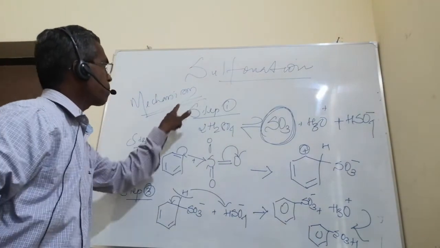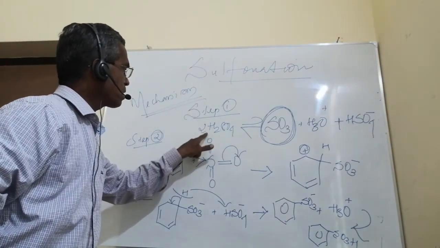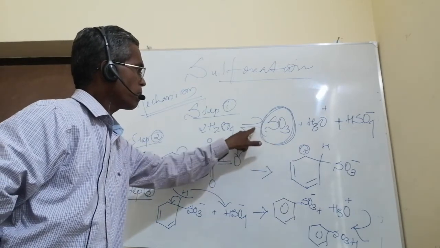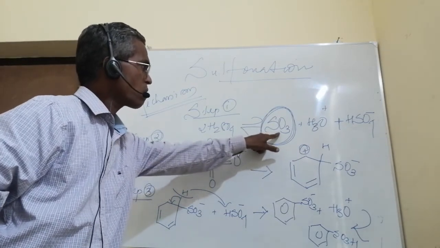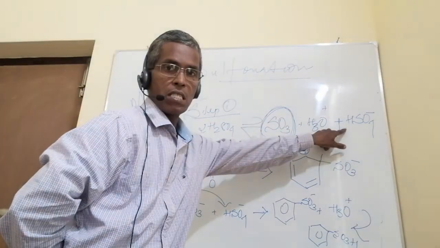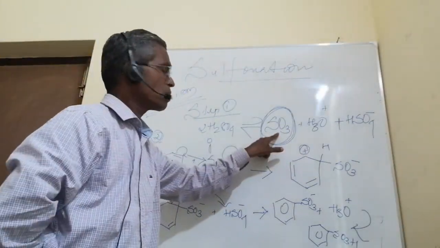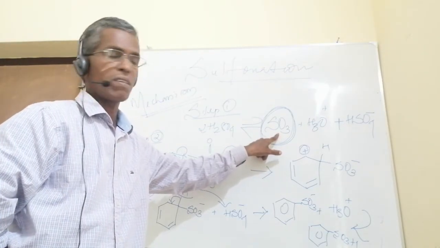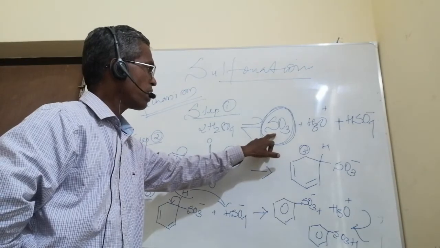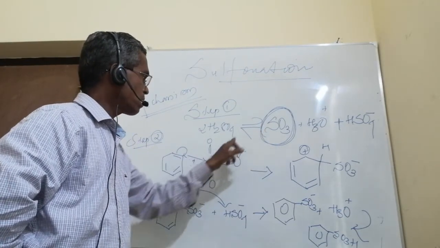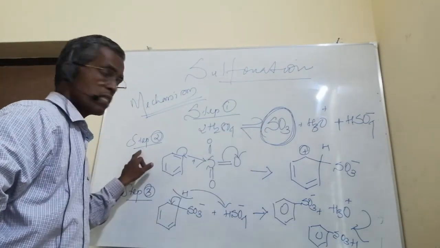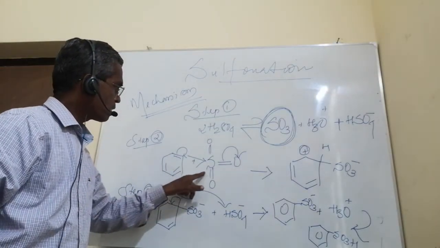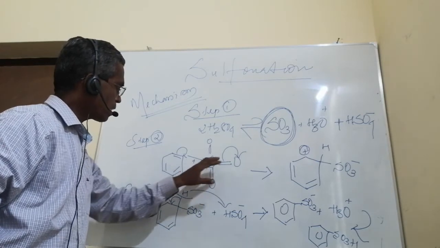I repeat, the mechanism. In step number 1, sulfuric acid will be converted in an equilibrium reaction into sulfur trioxide plus H3O+ and HSO4-. This particular sulfur trioxide is going to act as an electrophile in this reaction. How this electrophile attacks the benzene, we will discuss in the second step. Second step, benzene is here. This is the structure of sulfur trioxide.